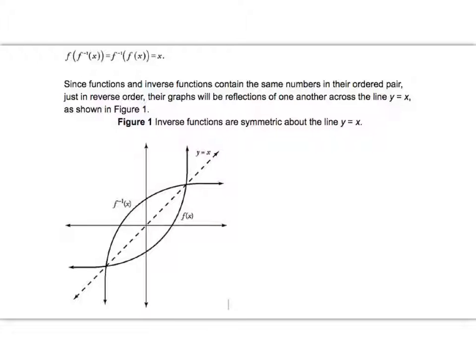So since functions and their inverse functions have the same numbers in their ordered pairs, if we just reverse the order, their graphs are reflections of each other across the line y equals x. Inverse functions are symmetric around that line. We say they're symmetric about the line y equals x.